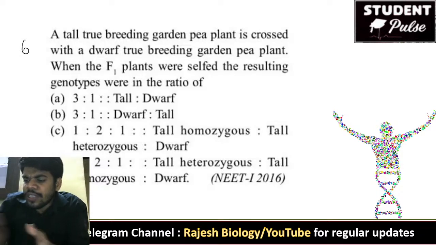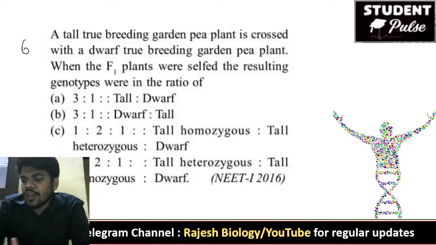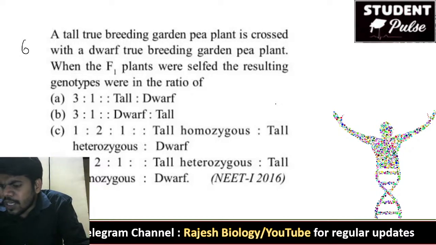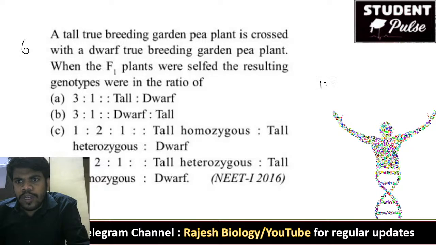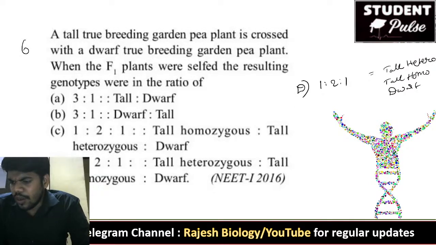If you have any questions regarding the genetics, you can mention that question. I'll explain that question, then we will move to the next question. No problem with that. And I think that D option is not visible to you. Option D is 1 is to 2 is to 1: tall heterozygous, tall homozygous, and dwarf.